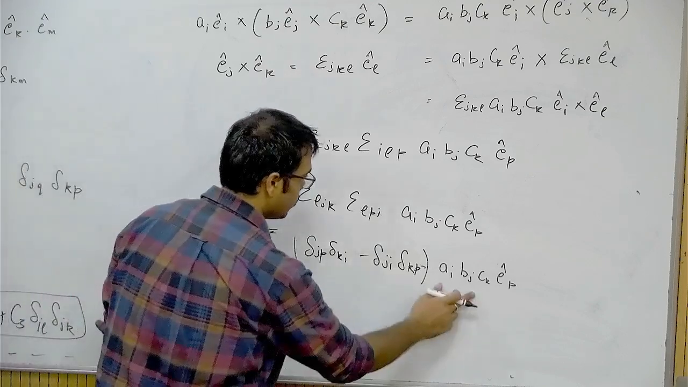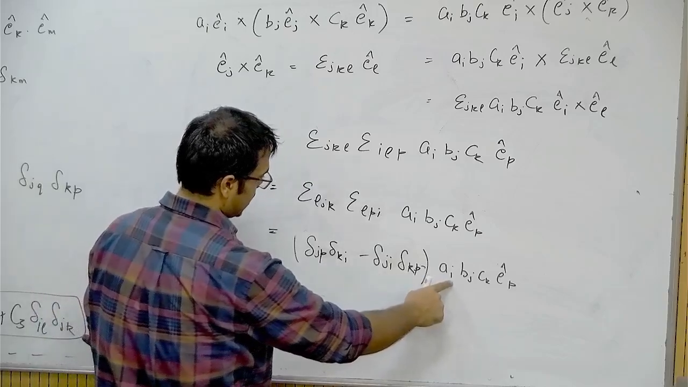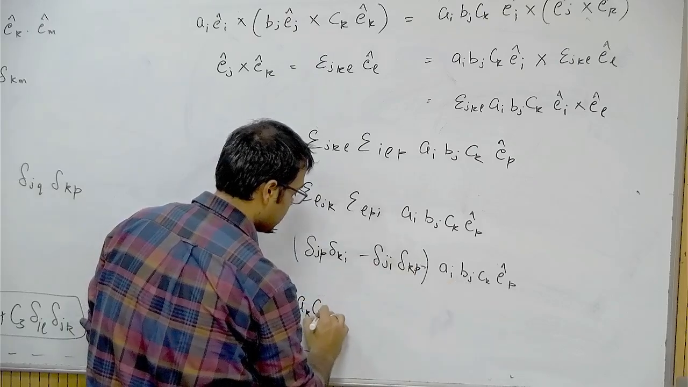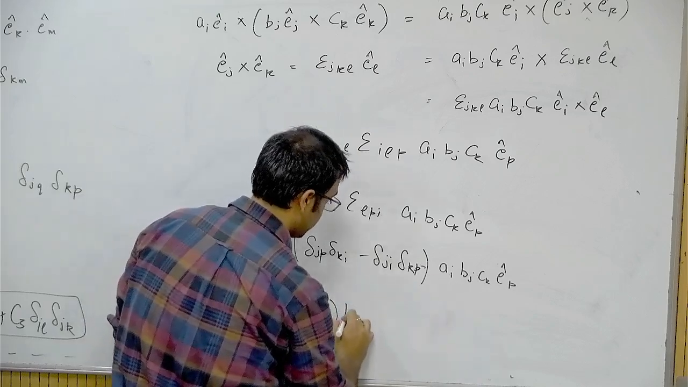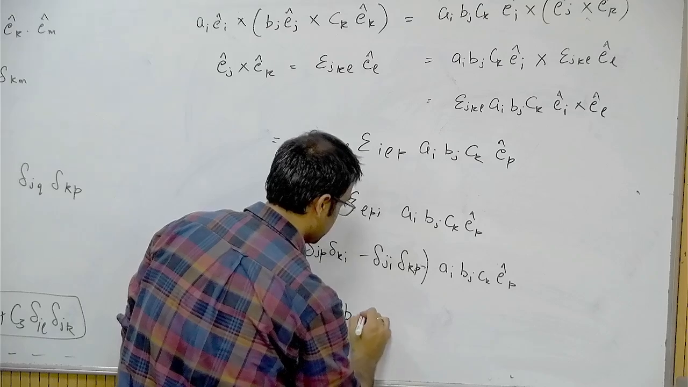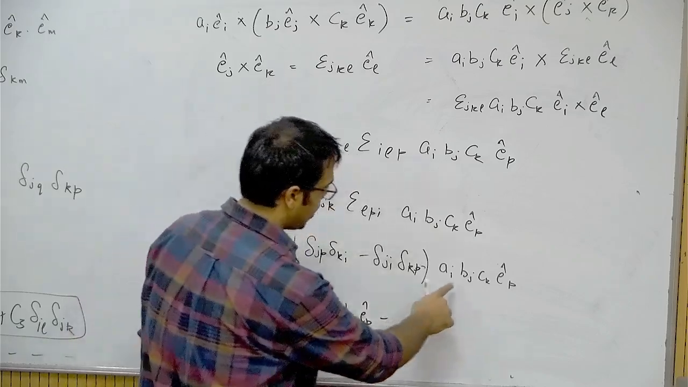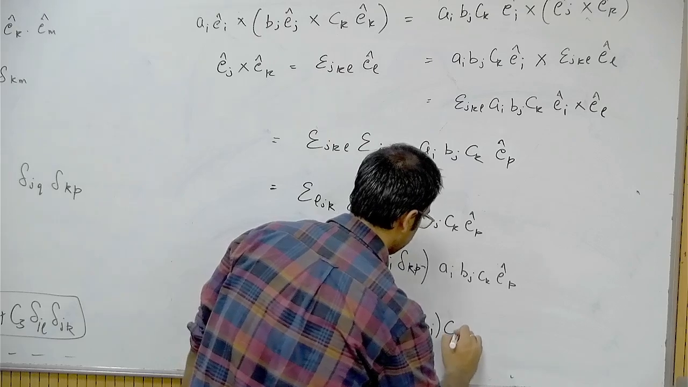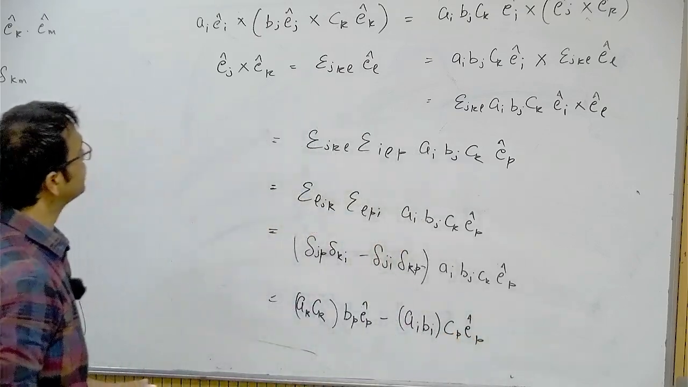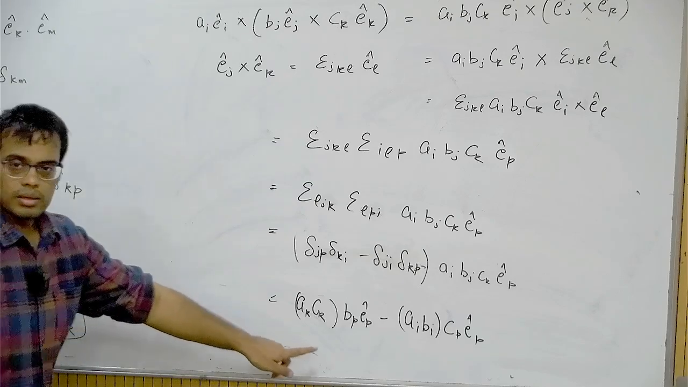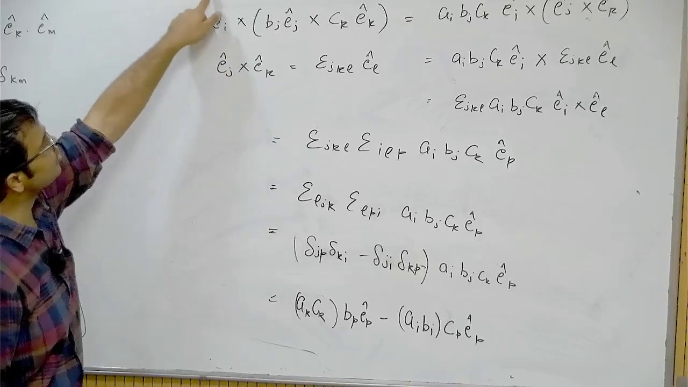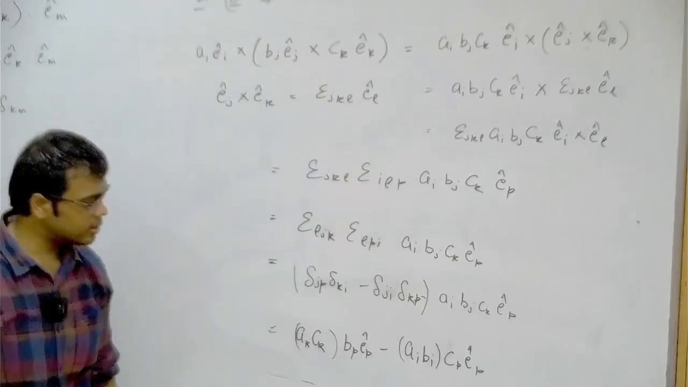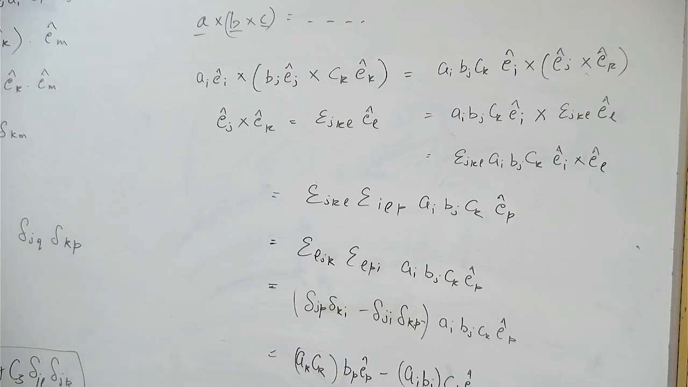So what does this simplify to? I we can replace with k, and j and p we can interchange. So what do we get? a_k c_k times b_p e hat p minus, now i and j we can interchange, so a_i b_i times c_p e hat p. And this is the thing that you probably have memorized. a cross b cross c is what? a dot c times b minus a dot b times c, right? That's what you get. Okay.